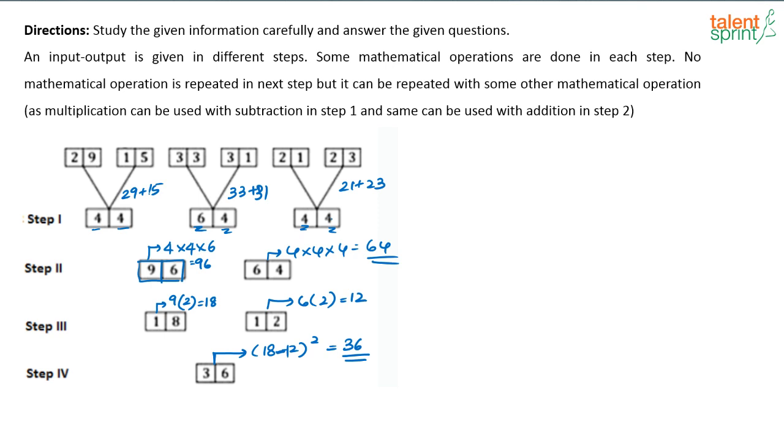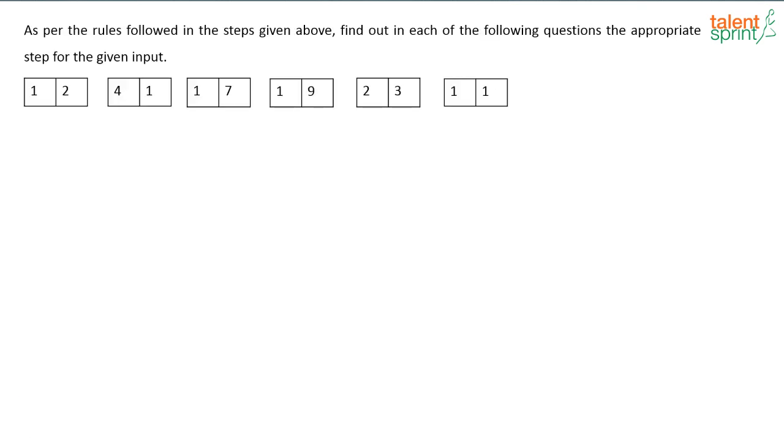So this is the logic for the given set. Now let us look at the input that is given. As per the rules followed in the steps given above, find out in each of the following questions the appropriate step for the given input. Now, what is your given input here? This is your given input. So let us try to find out the output that can come. Let us do it step by step.